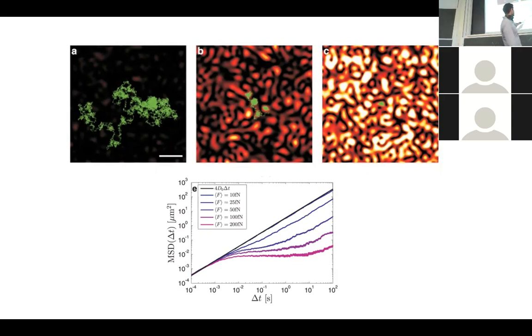In the standard case, when the laser power is very small, the average force acting on the particle from the laser is very small, so it's almost freely diffusing. As you increase the laser power, the particle gets more and more trapped. This creates a subdiffusive behavior. This is also anomalous diffusion.